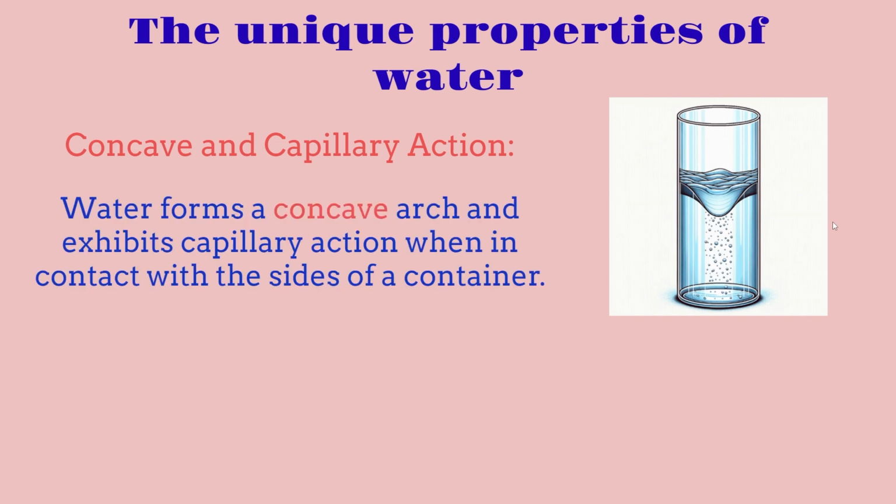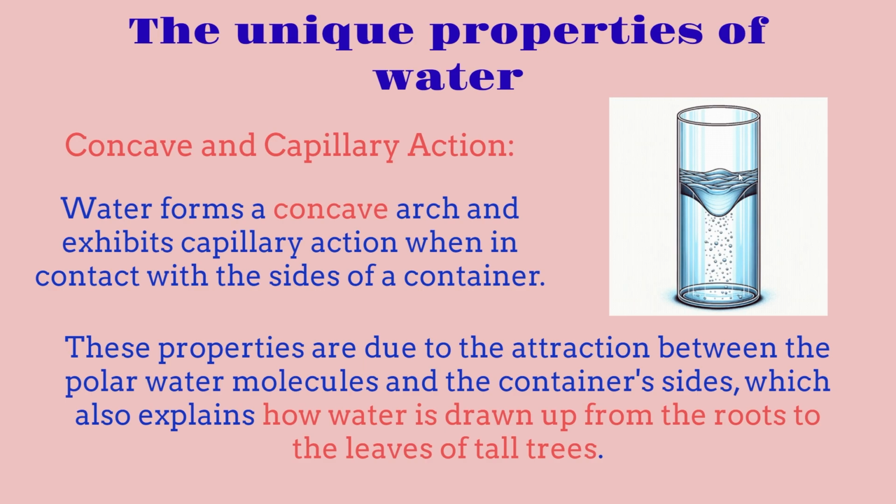So now for the concave and capillary action. So water forms a concave arc and also exhibits capillary action when it's in contact with the sides of the container. So this basically means that if you pour water inside of any container, it's always going to have this type of round shape. It depends on the type of container that you have sometimes, but you're usually going to see the water sticking towards the edge and then you're going to see water going in a curve, and it's not going to be just flat. And these properties are due to the attraction between the polar water molecules and the container sides, which also explains how water is drawn up from the roots to the leaves of a tall tree.